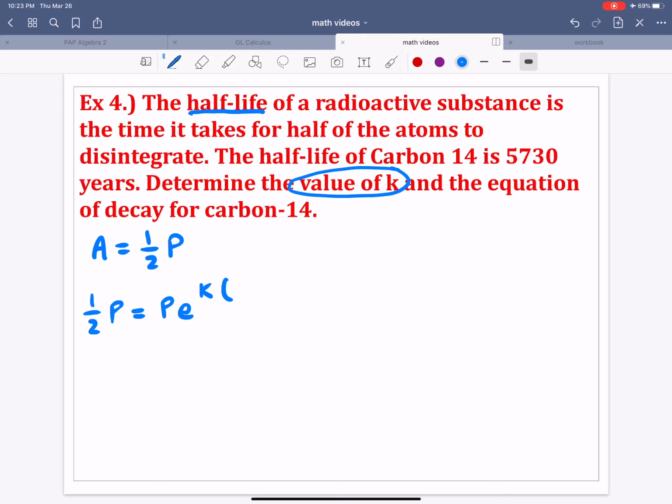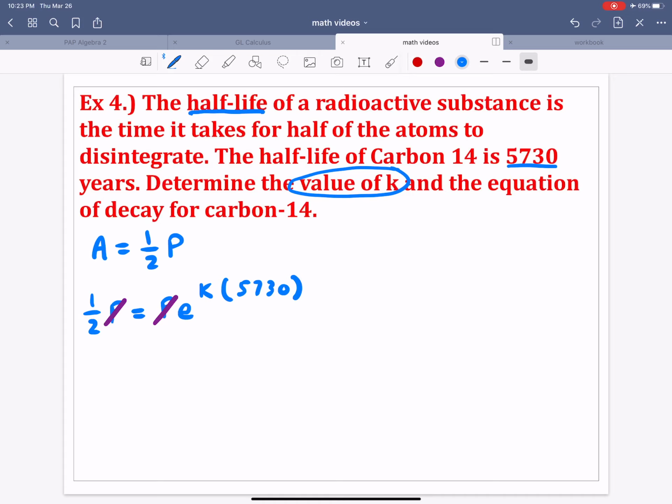Now, the time is actually given to us. It tells us the half-life is 5,730 years. So that's what we're going to use for our time. Now, if you paid attention on the last problem, you know that the starting amount actually doesn't even matter because it's going to cancel, because no matter what you start with here, you're going to have half of it left over. Okay, so it really doesn't matter.